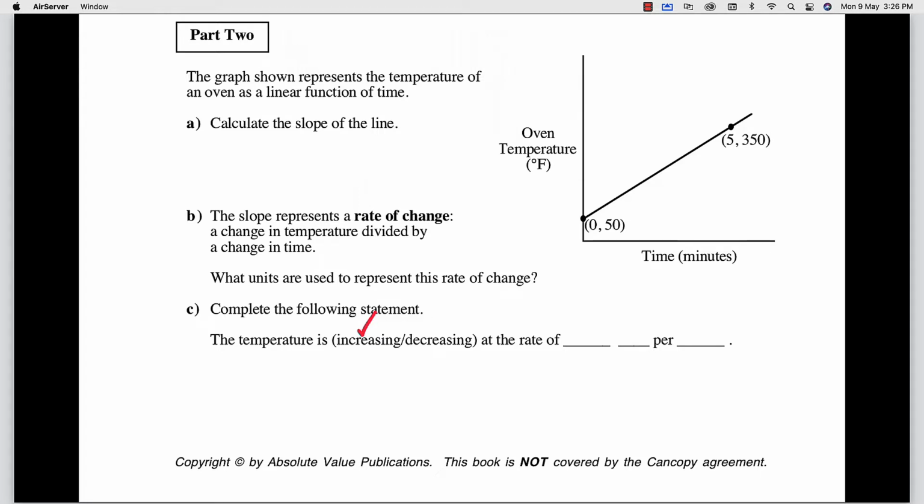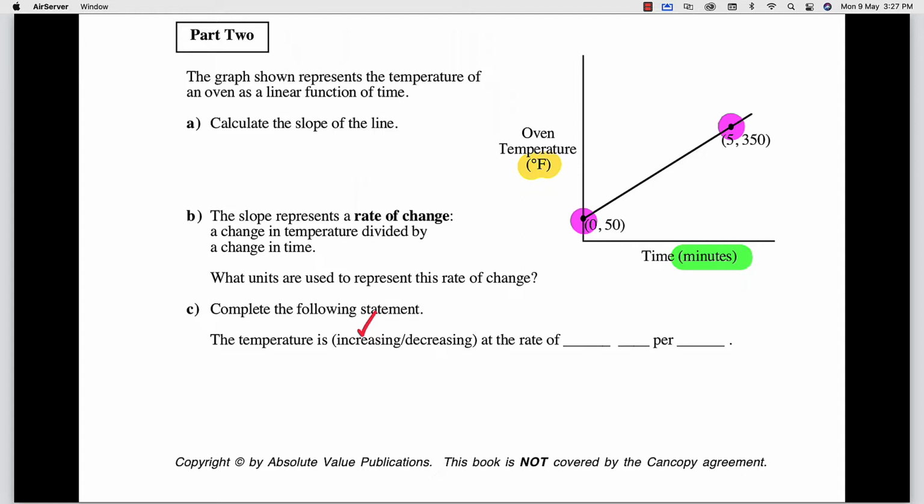And what units do we have? Okay, well, we've got the oven temperature, and it is in minutes. So if we look right here, the first point is starting here at time 0, and the y-intercept is where the oven temperature is starting. So it's starting at 50 degrees Fahrenheit. And then after 5 time units, which are minutes, the oven is at 350 degrees Fahrenheit. So it increased from 50 to 350, which is a change of 300 degrees Fahrenheit in 5 minutes.